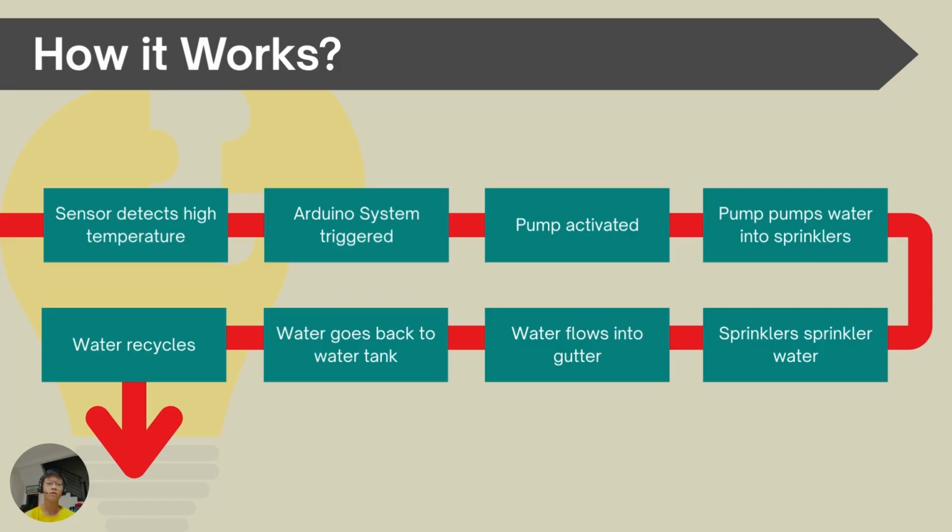So how does it work? First, the Arduino sensor will detect a high temperature, and it will then trigger the Arduino system to activate the pump. The pump will pump water into the sprinklers, which will then sprinkle water onto the roof to cool it down using the evaporative cooling method, and the remaining water that has not evaporated will flow back into the gutter, which will go into the water tank, and the water will recycle again for next use.